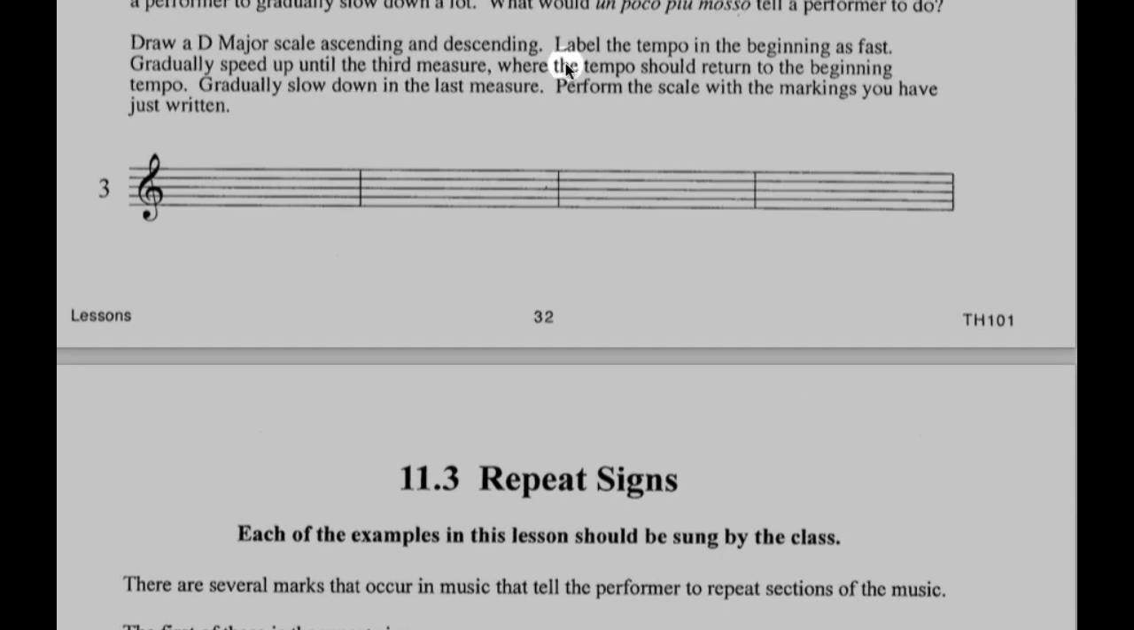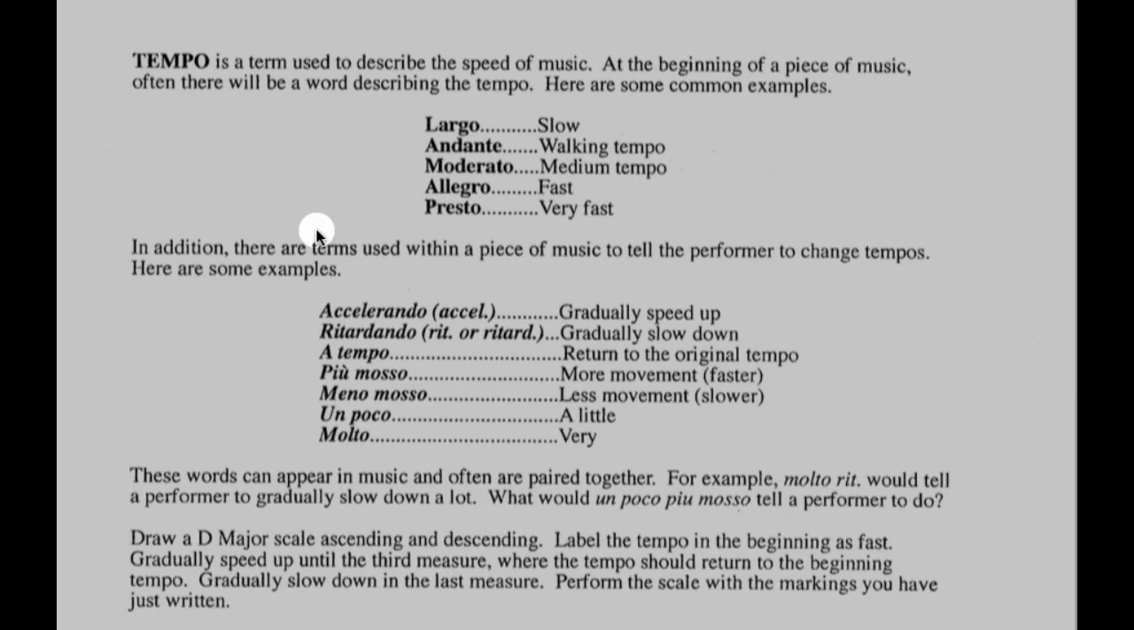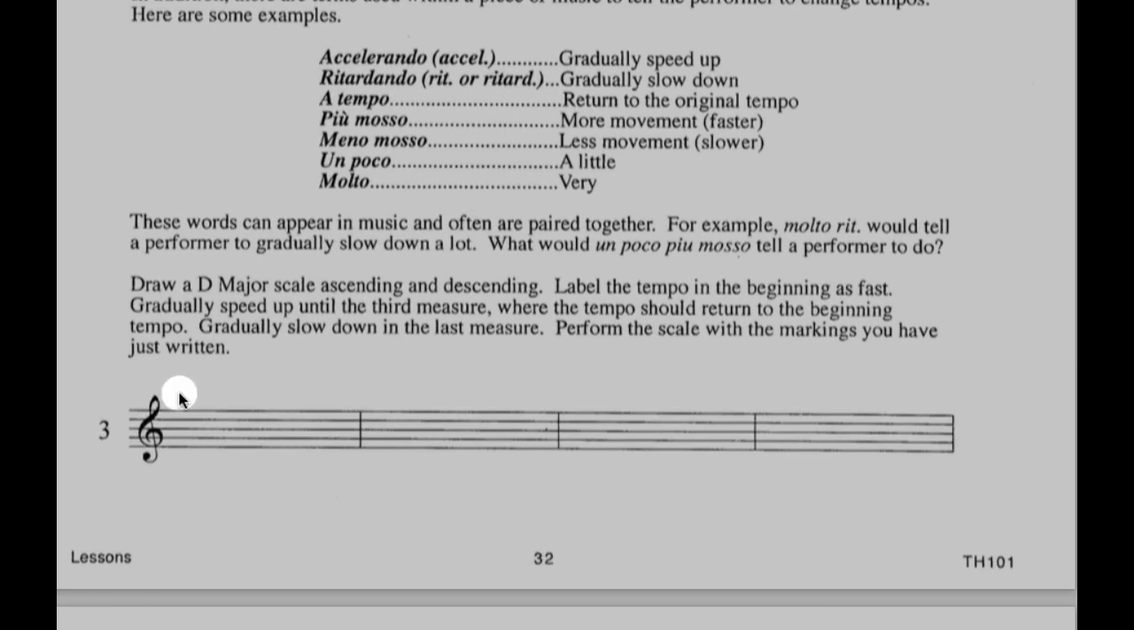Draw a D major ascending and descending scale. Label the tempo in the beginning as fast, which is allegro. So I would write allegro. Gradually speed up until the third measure. So accelerando, I'd write A-C-C-E-L period, or this whole word, accelerando, until the third measure, where the tempo should return to the beginning. So I write a tempo.